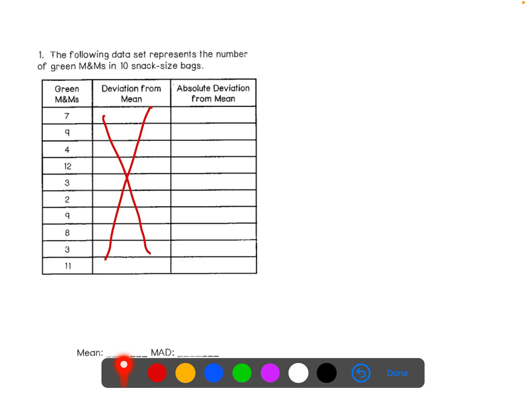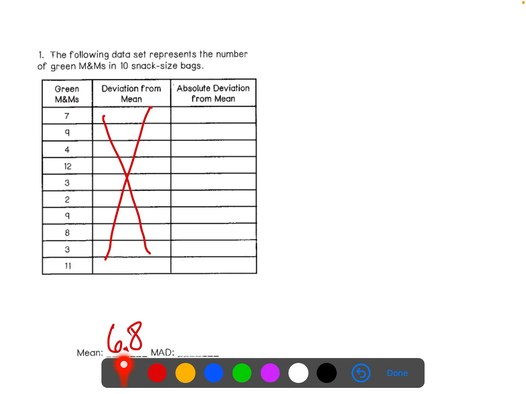So let's look at this. The first thing we have to do, remember, with MAD, mean absolute deviation, is we have to find the mean of the data. So here's our data. We need to find the mean of it. We need to combine all these values and divide by 10. So we'll add all these up, get our sum, and divide that by 10, and that will give us a mean of 6.8. So on average, there's 6.8 green M&Ms in a pack of M&Ms.